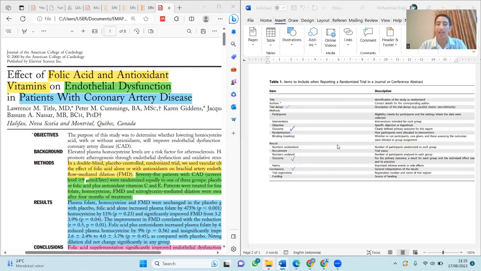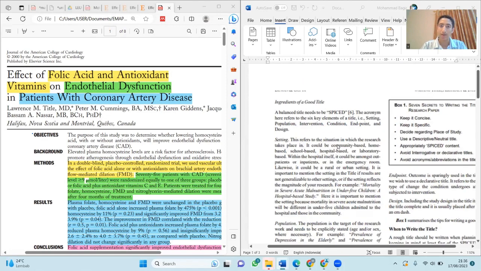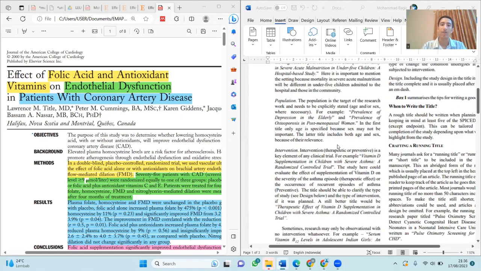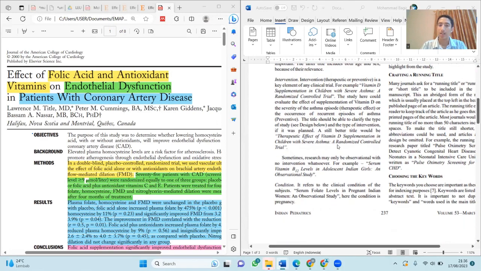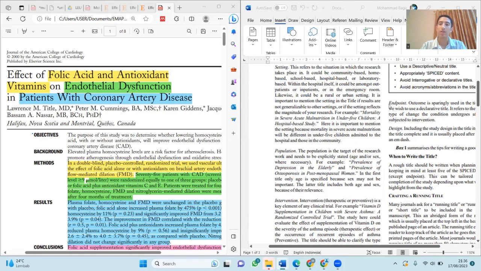This afternoon, I will identify a SPICE and CONSORT in the abstract and the full text. First, the SPICE. SPICE stands for S for the setting, P for the population, E for intervention, C for condition, A for endpoint, and D for design.